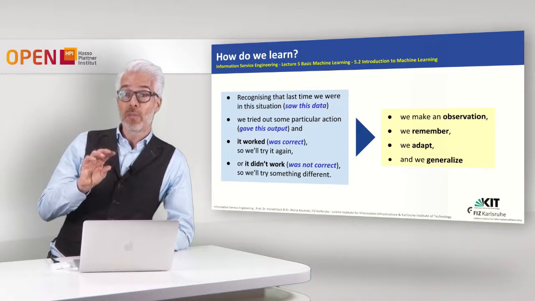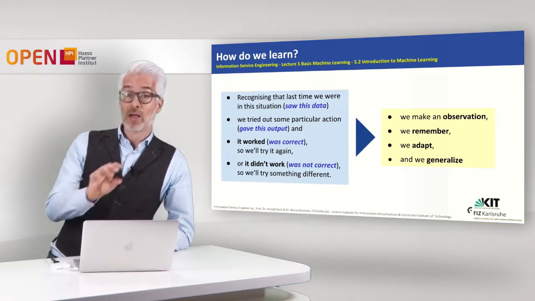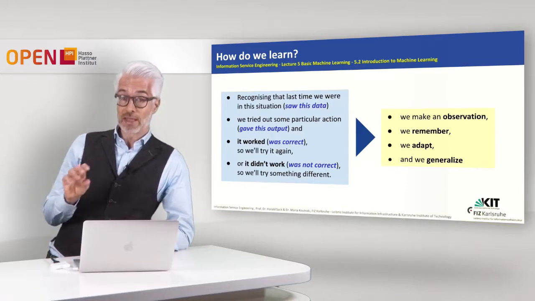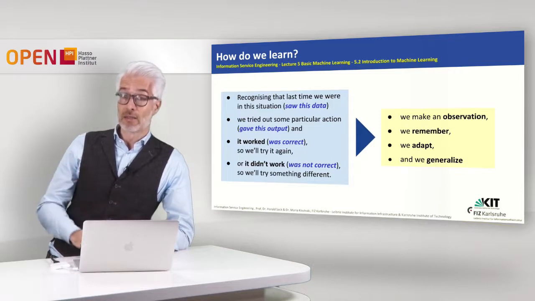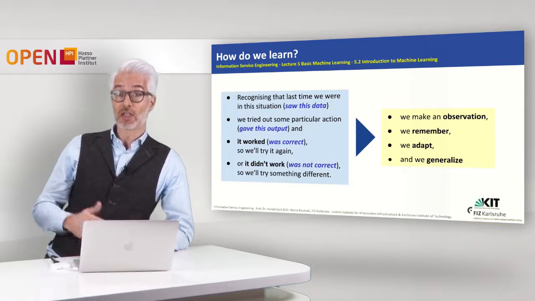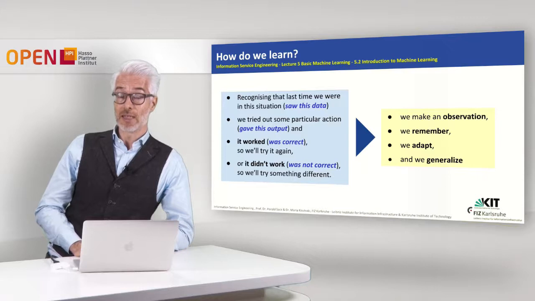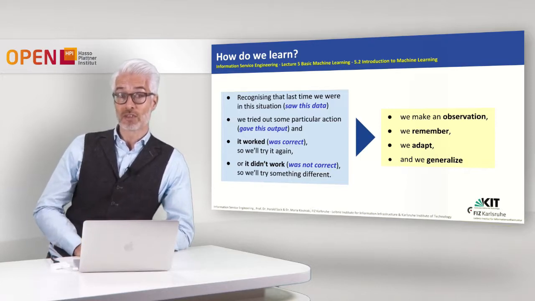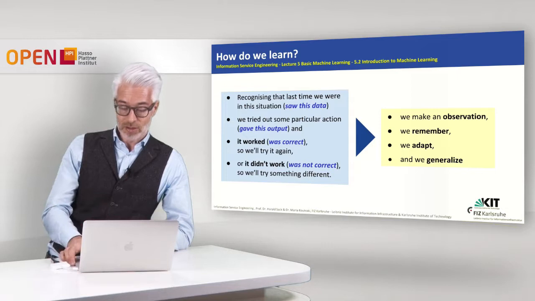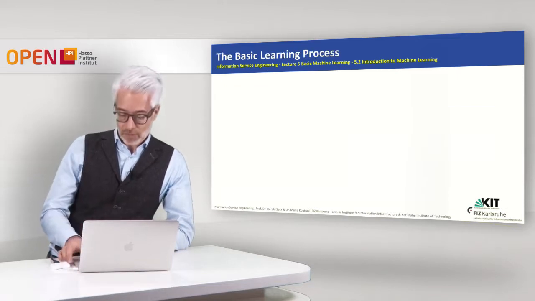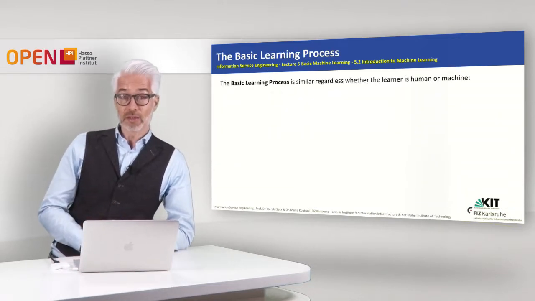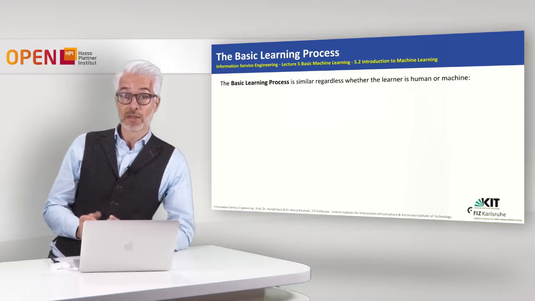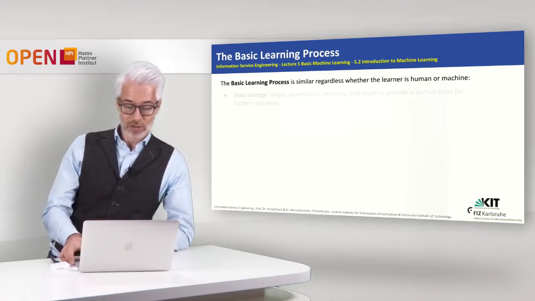So we make an observation, we remember, we adapt, and this is the most interesting goal of learning, we generalize. So we try to adapt similar solutions to similar problems. And we try to categorize these problems according to our solution strategies. So this is the basic principle of learning. And the basic learning process is rather similar, regardless of whether the learner is a human or a machine.